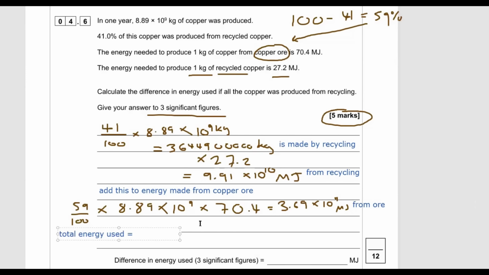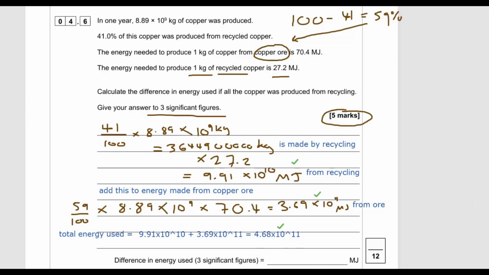Now we need to do the total energy from the copper ore and the recycling. What's the total? Well, it's 9.91 times 10 to the 10, which is the energy that was used to get copper from recycling, added to 3.69 times 10 to the 11, which is the energy used to get copper from the copper ore. And that's going to give us the total energy used that year to produce 8.89 times 10 to the 9 kilograms of copper. Okay. And let's smash that in the calc. It's 4.68 times 10 to the 11. So 4.68 times 10 to the 11 megajoules is the total amount of energy used to produce copper.